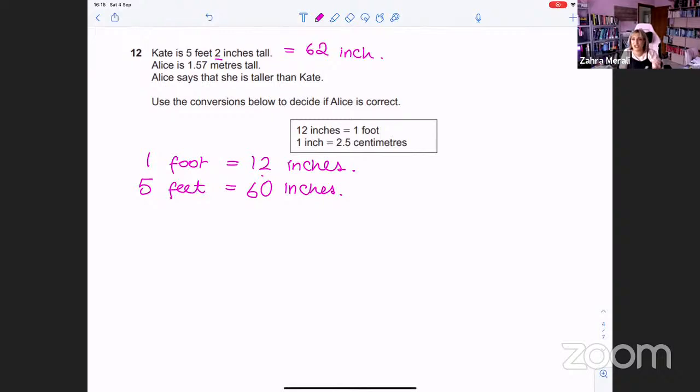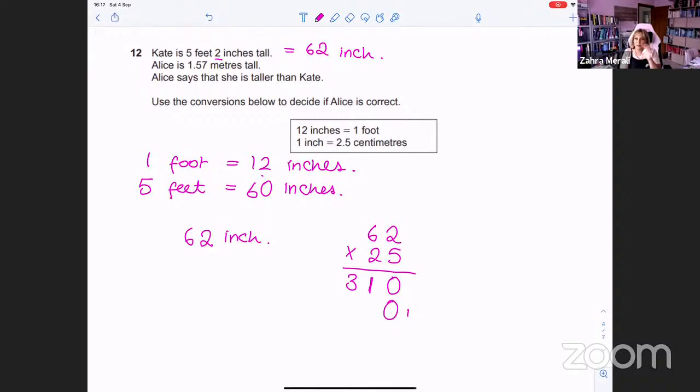Now, 1 inch is 2.5 centimeters. So 62 inches must be 2.5 times 62. Now, when you multiply decimals, what you do is you pretend like the decimal isn't there to start with. So we're going to do 62 times by 25, right? So we've got 2 times 5 to give us 10, 6 times 5 to give us 30, plus the 1, so we get 31. And now because we move on, we put the 0 in.